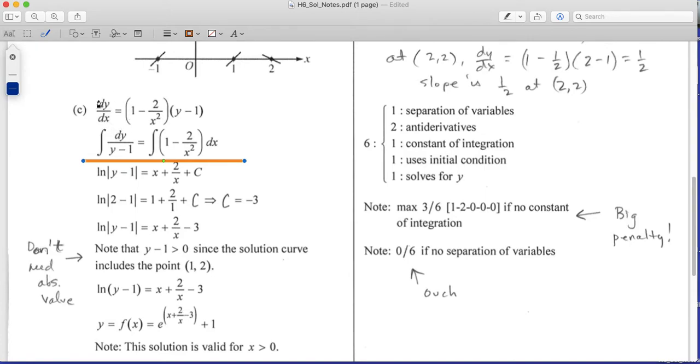That means since dy is on the top of this side, all the y stuff has to go to the left. So that's what they did. They divided both sides by y minus 1. That's the only factor that has y in it. And then they sort of multiply. It's not really multiplying, but it looks like it. Both sides by dx. That ships the dx over to the right side. And so now, without the integral signs, this equation right here is a separated differential equation.